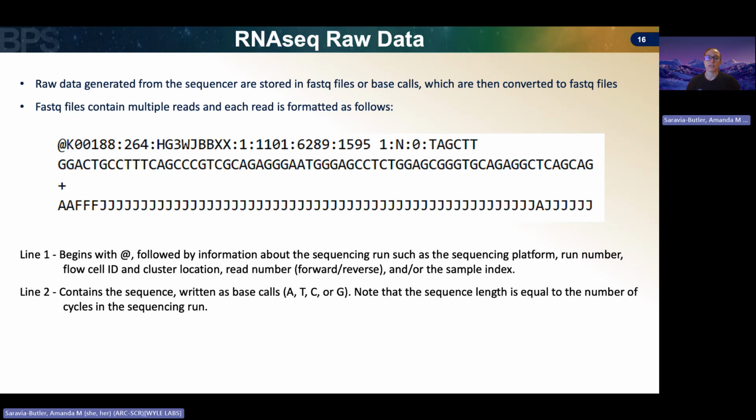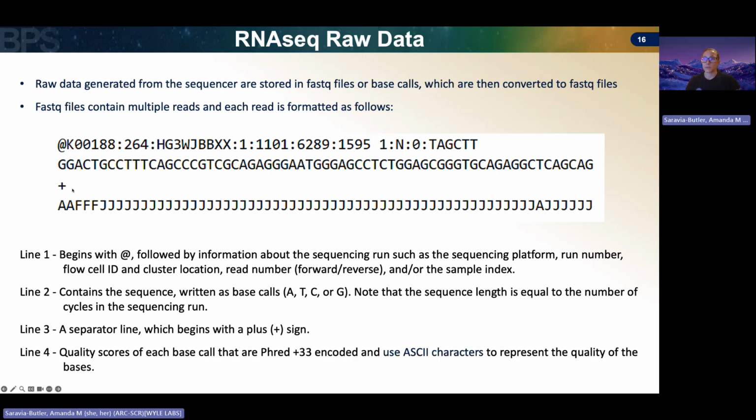And just as a reminder, the sequence length is going to be equal to the number of cycles that you programmed your sequencer to run. That third line is just a separator line. It begins with a plus sign. There could be other things written here. I don't think I've ever seen a FASTQ file where other things were written in that third line, so it's primarily used for a spacer. Always starts with a plus sign.